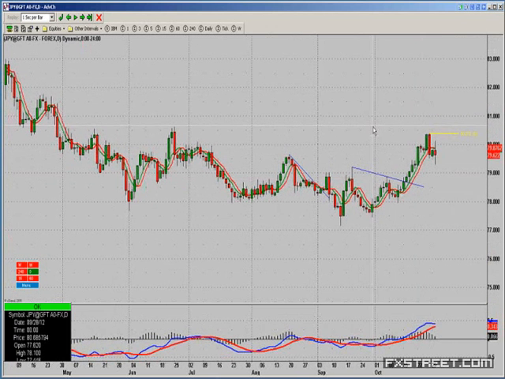So all I'm doing is I'm not determining where yen's going to go next. I'm not going to guess whether it's going up or down. I'm just telling you that currently on the daily chart, direction is down.